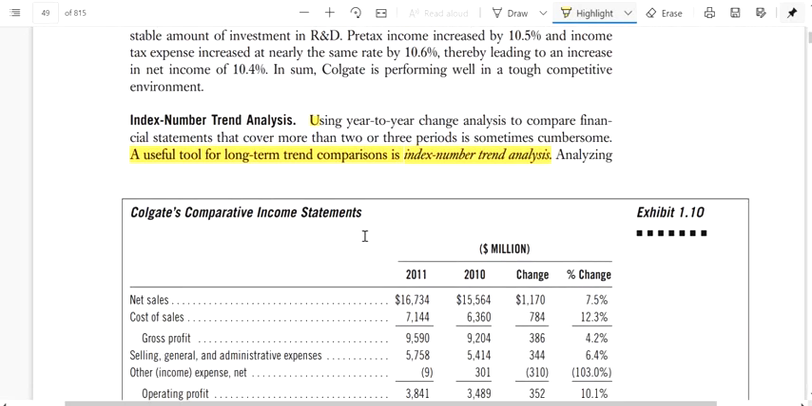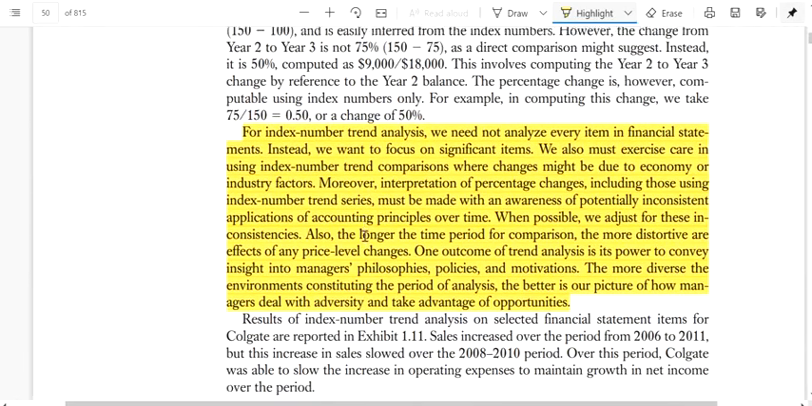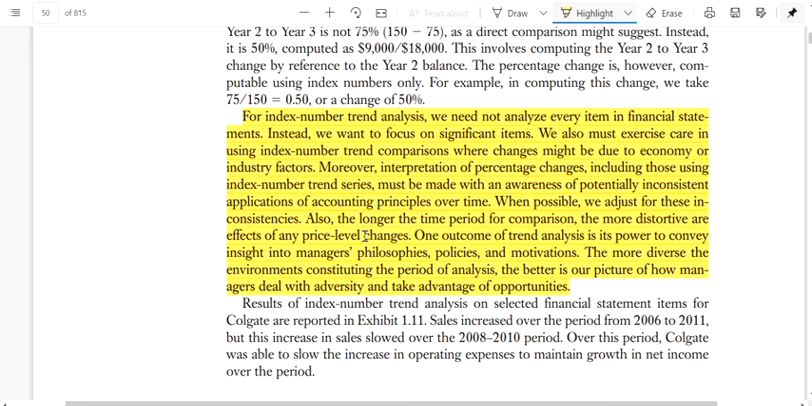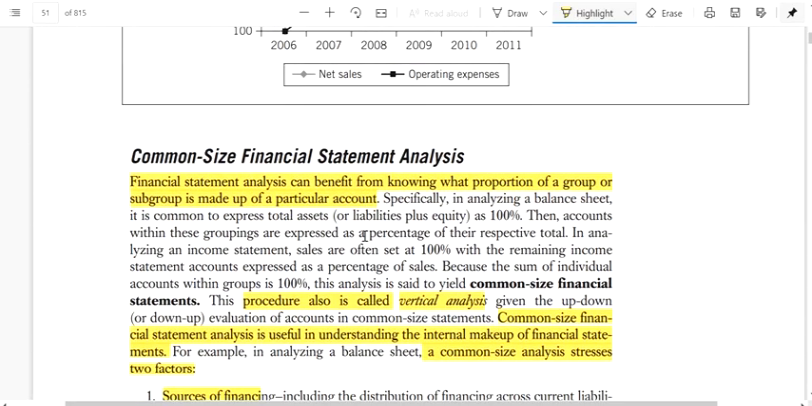Itulah saya cakap. So kalau index number trend is useful tool for long term trend. Okay, so you all boleh baca this one whole paragraph. Okay, next ialah common size financial statement analysis.